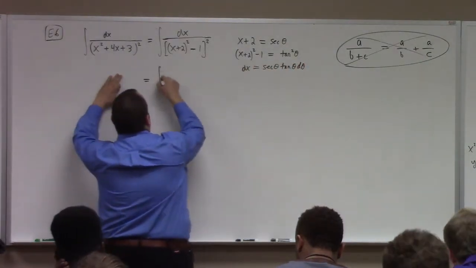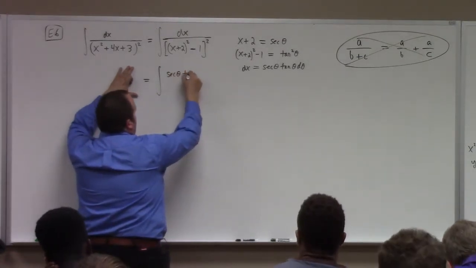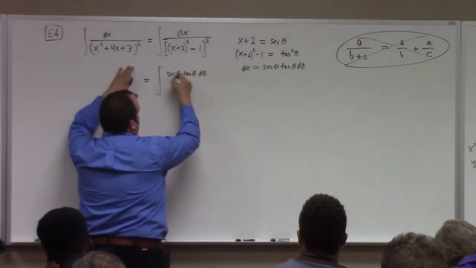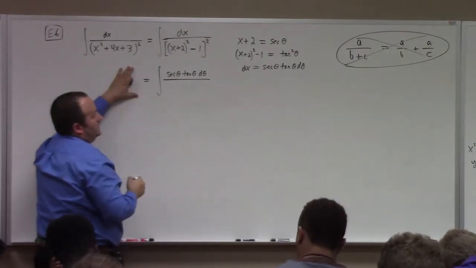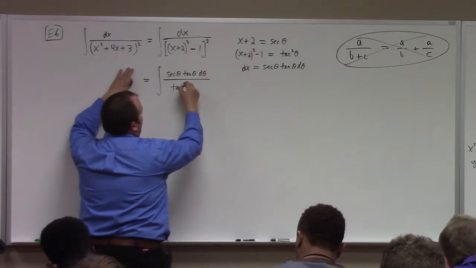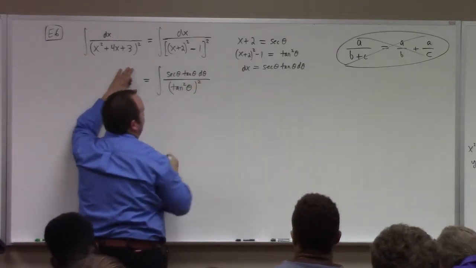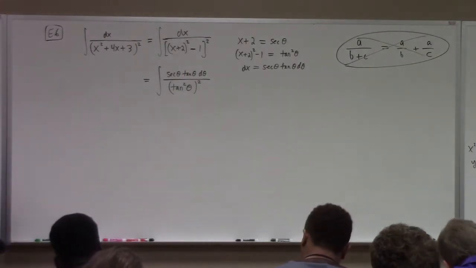So what we got here, secant theta tangent theta d theta divided by, whoa, oh, I may regret doing this, tangent squared theta squared, right? Uh-oh.